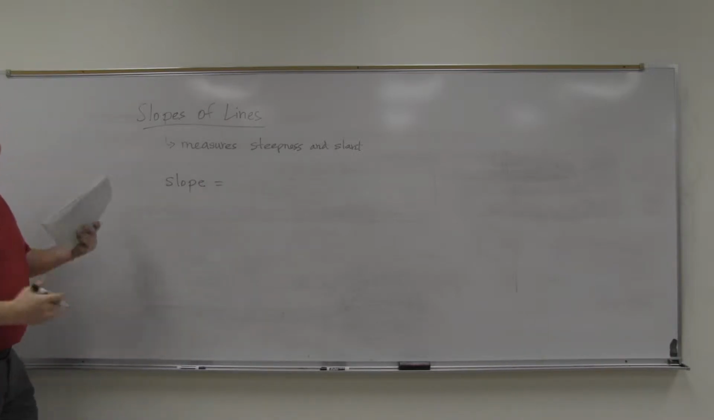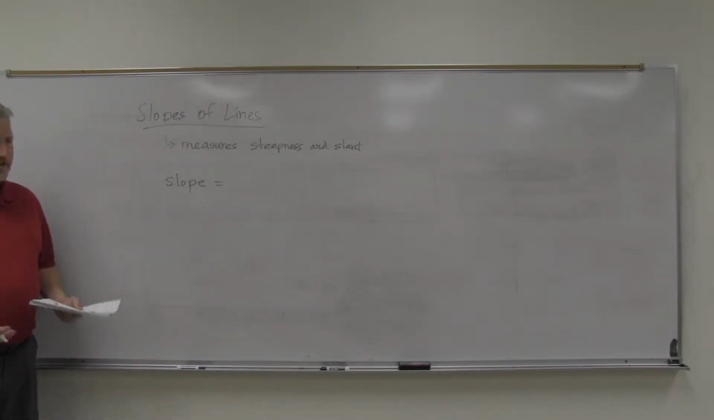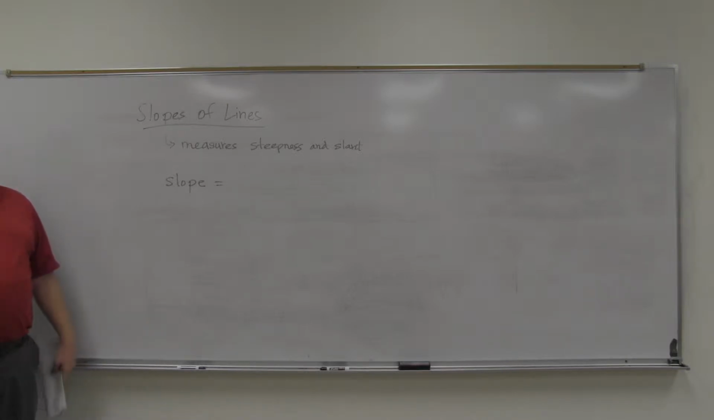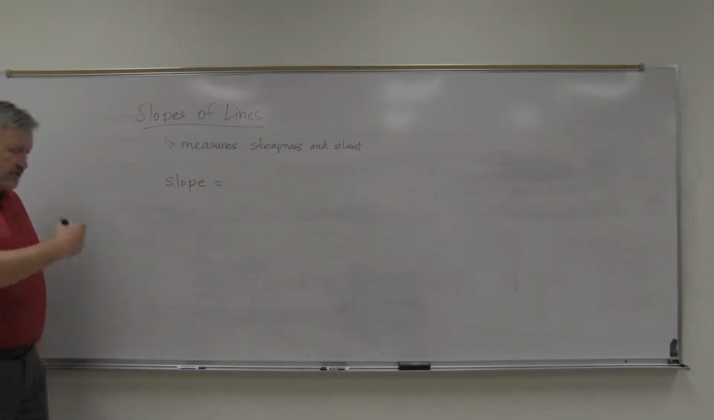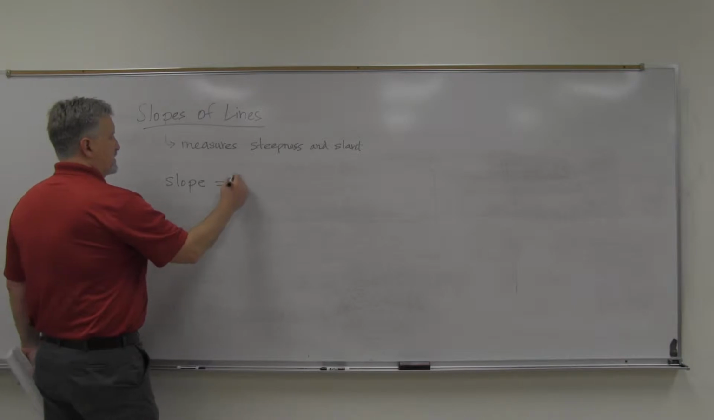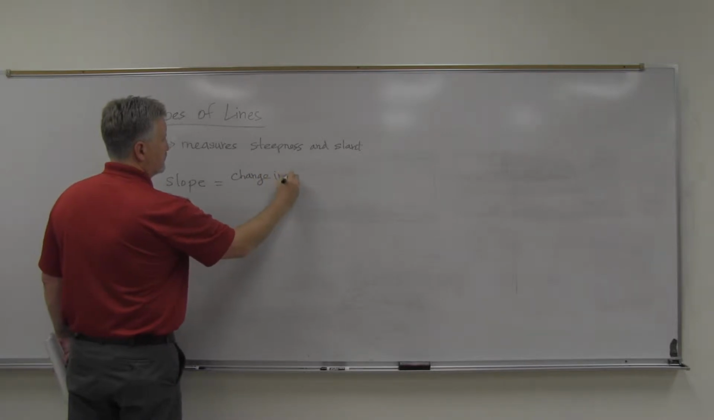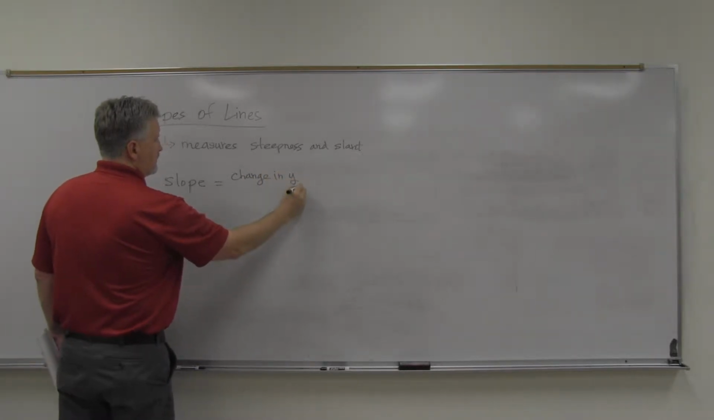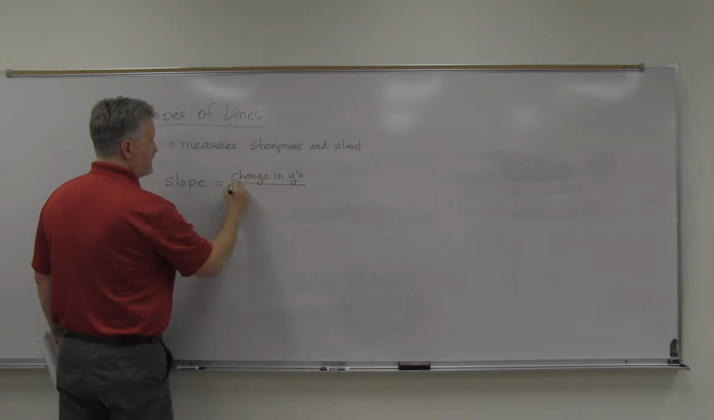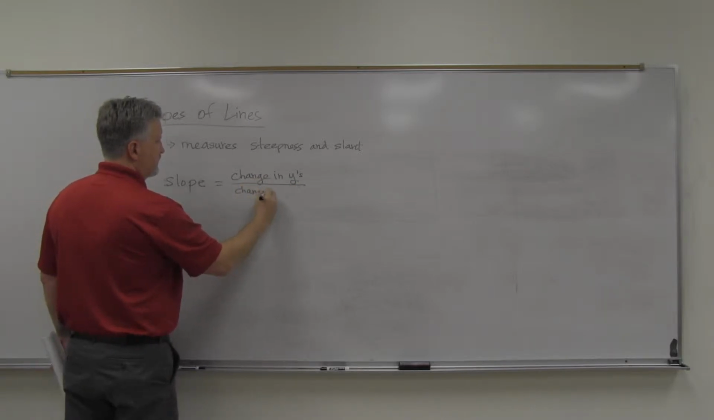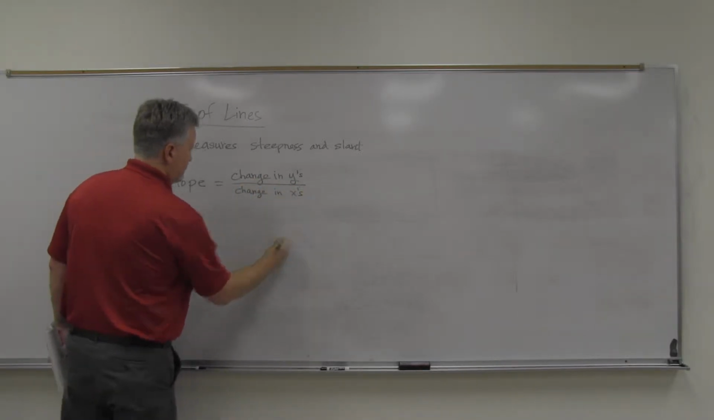So there's several ways you can think about slope. The way you find the slope is you take the change in the y's over the change in the x's. Here's what I mean by that. Let me put one up here and demonstrate it.